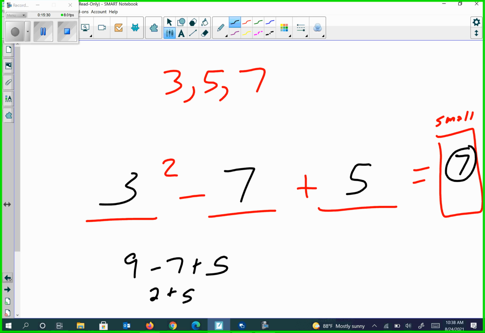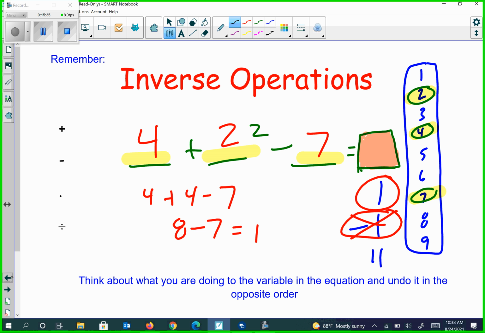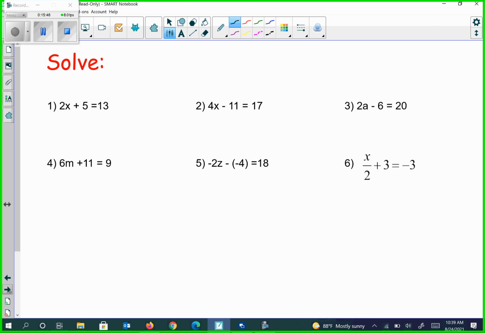All right, so let's take a look at our notes. So we talked about inverse operations: add and subtract are inverses of each other, multiply and divide are inverses of each other. Agreed? So let's take a look at, oh, these look like there's a little bit more than yesterday. Agree? So yesterday we were doing basically one-step equations. Today, this is a two-step.